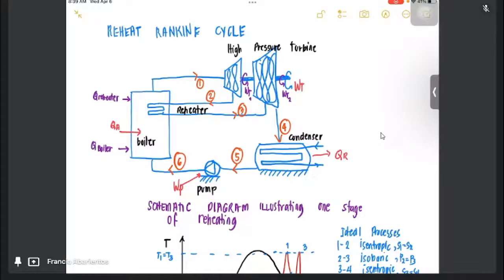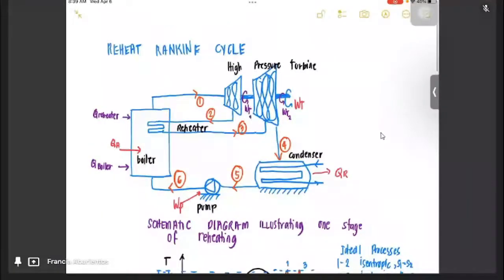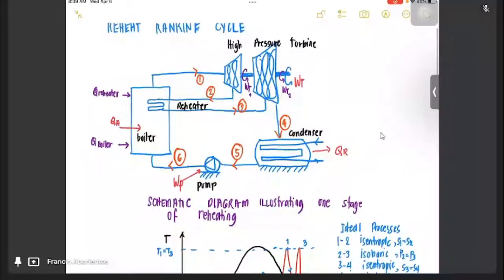So take note, if we have one stage of reheating, posible din yung two stages of reheating. So mamaya, magsasolve tayo involving one stage of reheating and two stages of reheating. Okay. So from the boiler, makikita nyo may heat added na. So the total heat added now is from the boiler and the reheater.